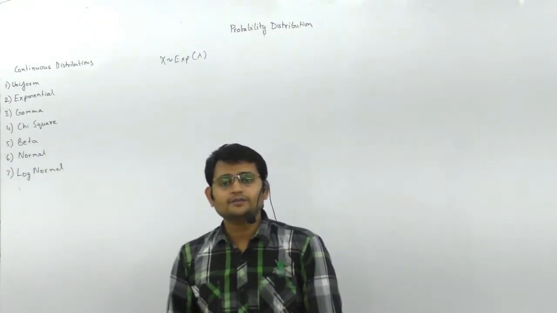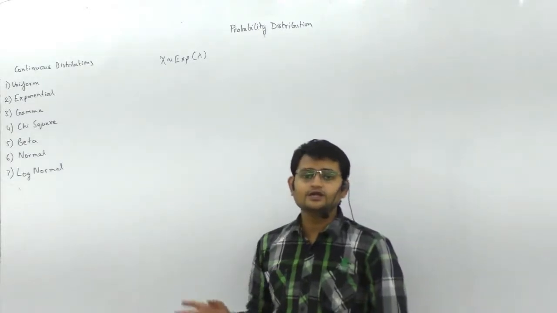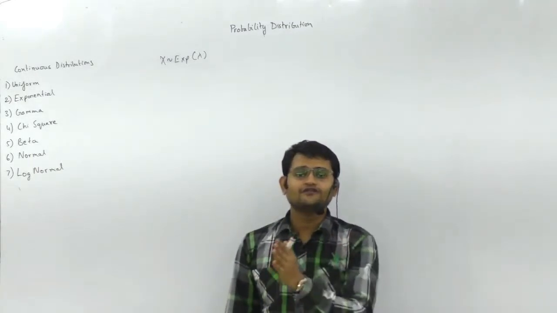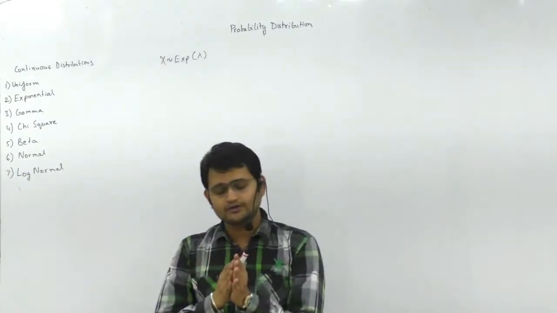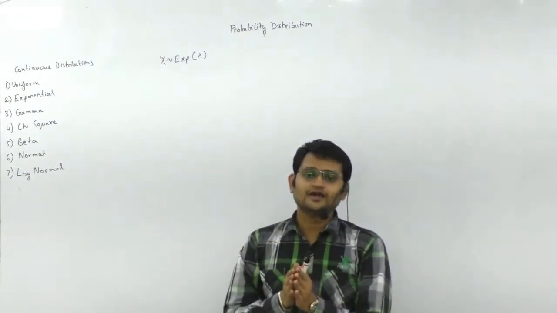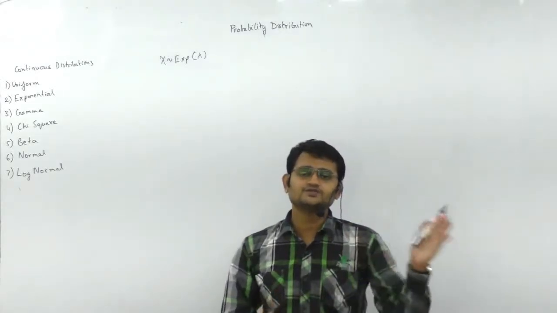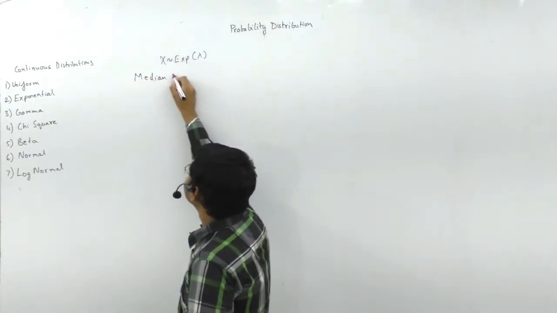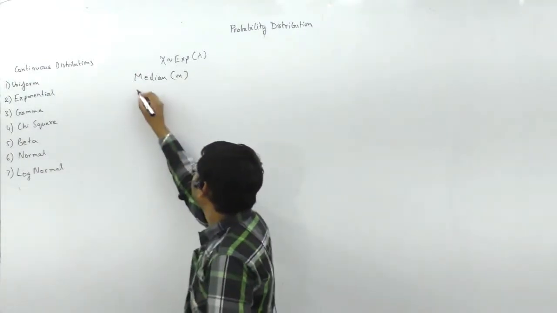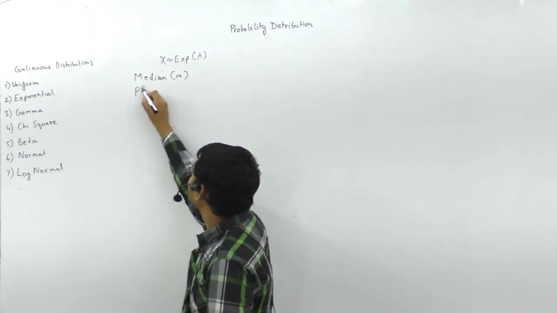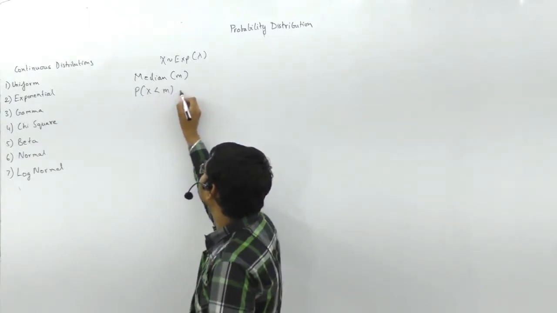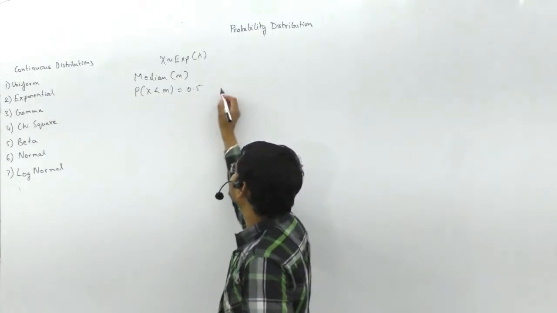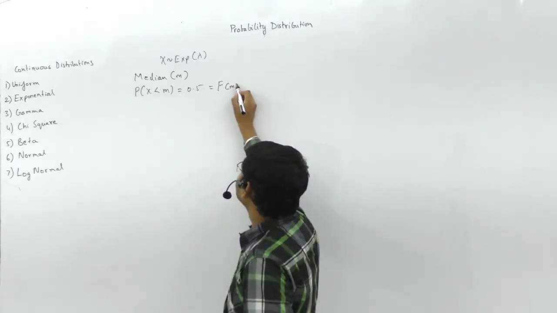Now let's find the median of an exponential distribution. Now what is the median of any distribution? Median is that point which divides our whole population 50-50. That means 50% of the population is less than that particular value and 50% of the population is more than that particular value. So if I want to find the median, I'll just write that as m. Then I can say that the probability x less than the median should be equal to 0.5. So the probability x less than m is nothing but capital F of m.